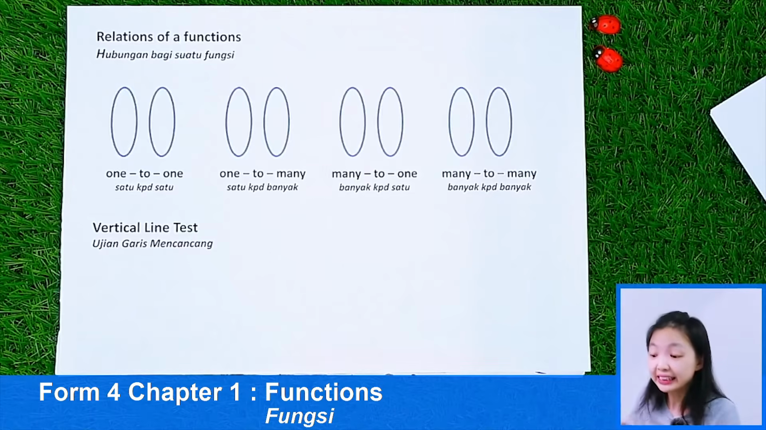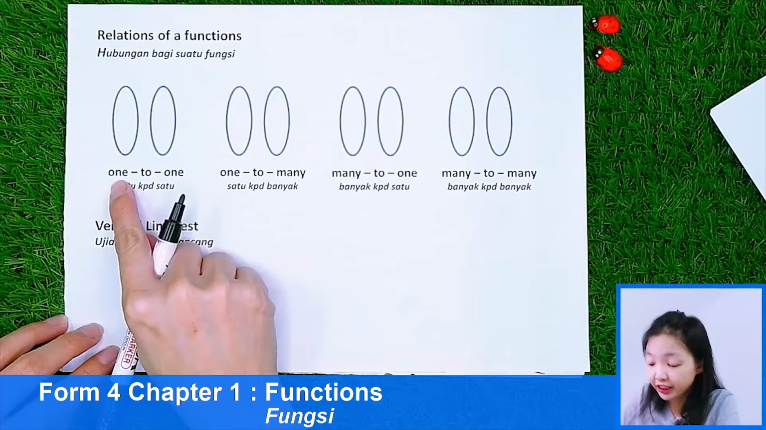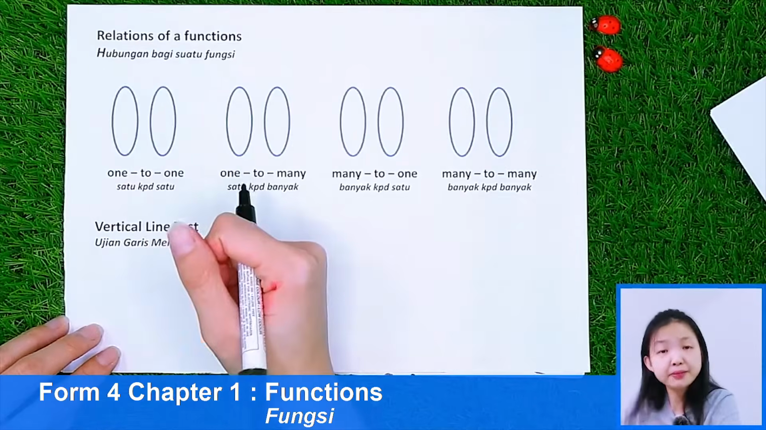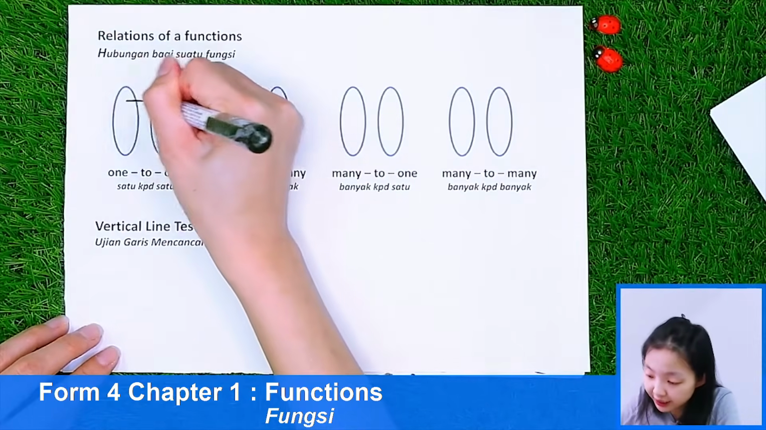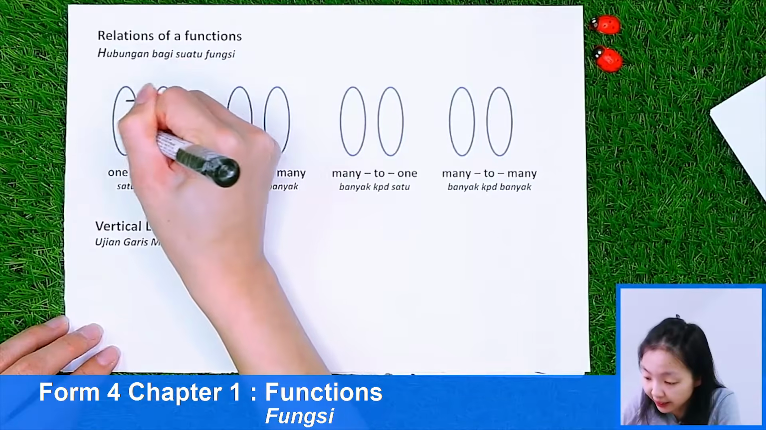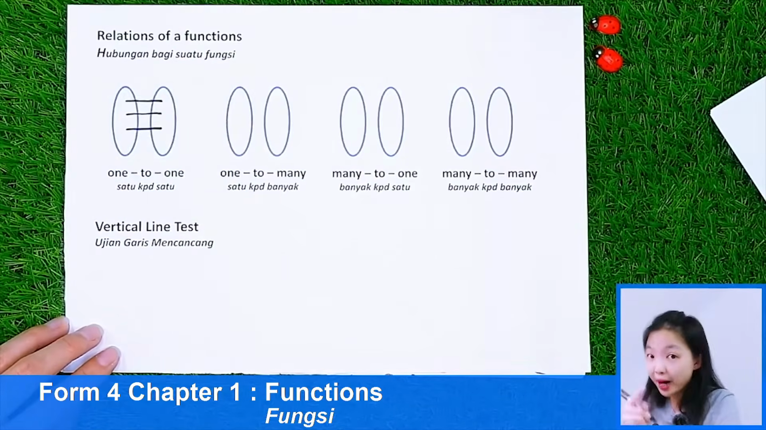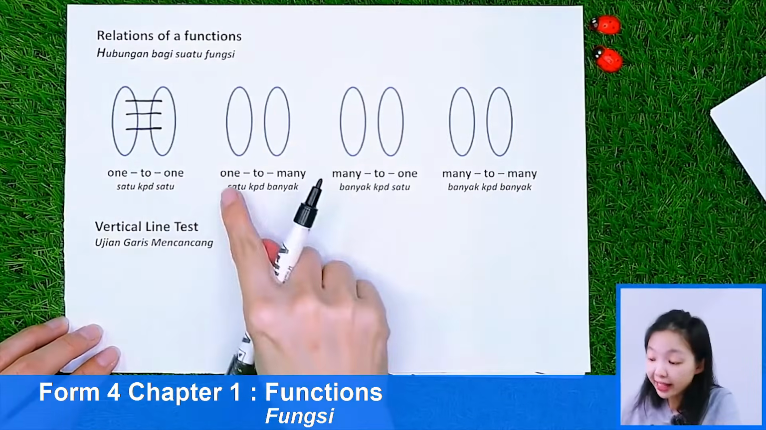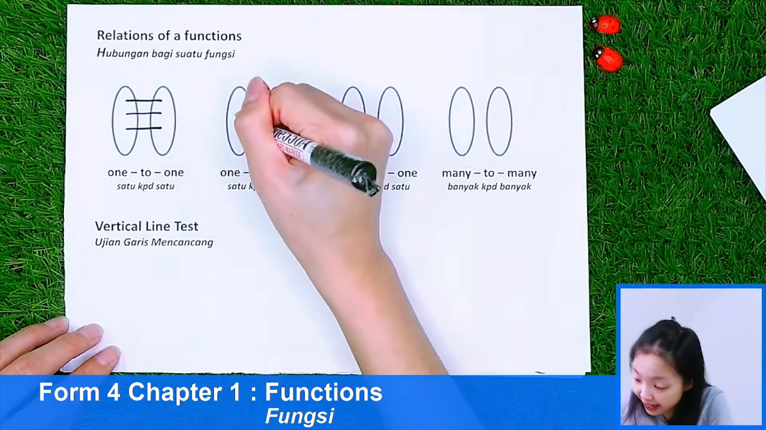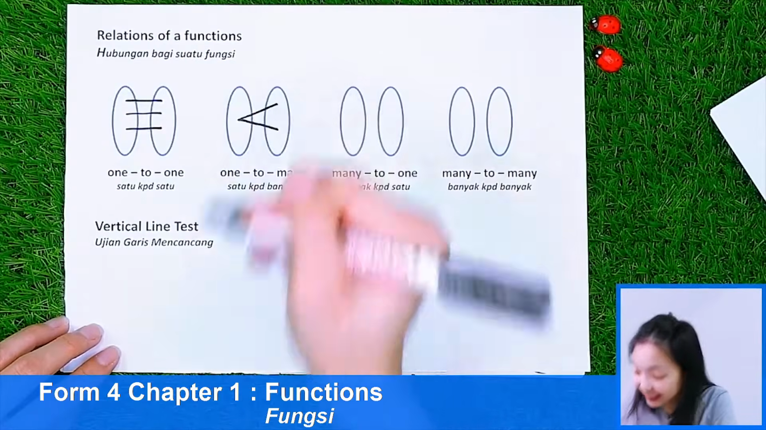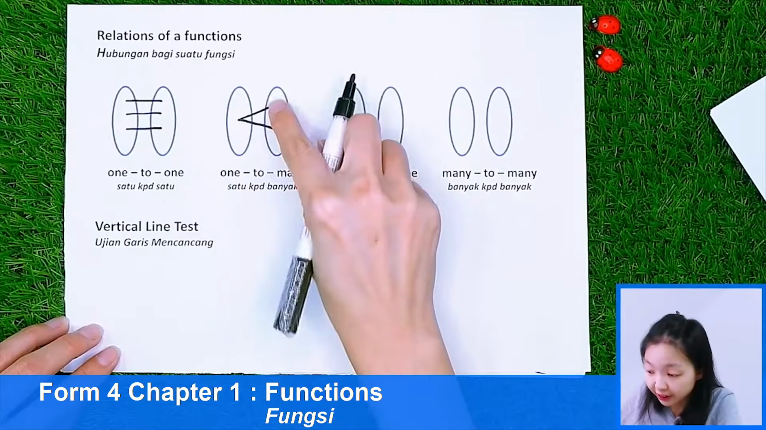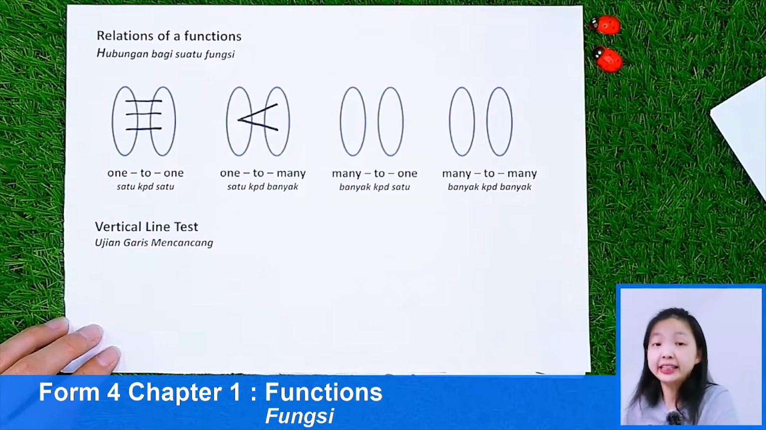Now, let us learn about the relations of a function. The first relation is 1-to-1. What is meant by 1-to-1? One object related to one image. That's called 1-to-1. One to many: one object has a relation with many images.